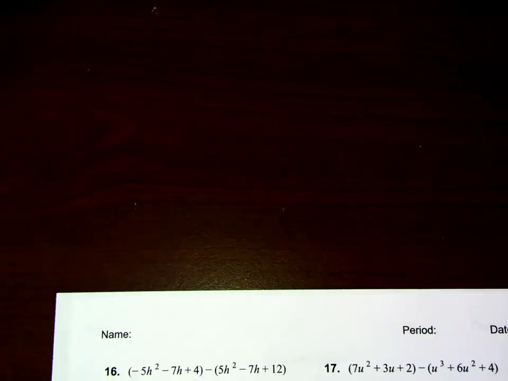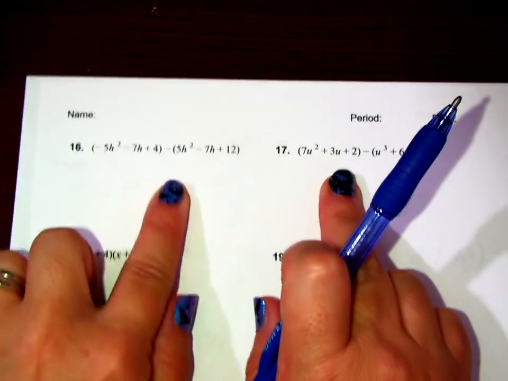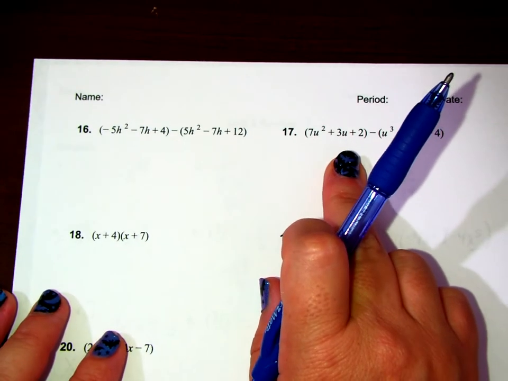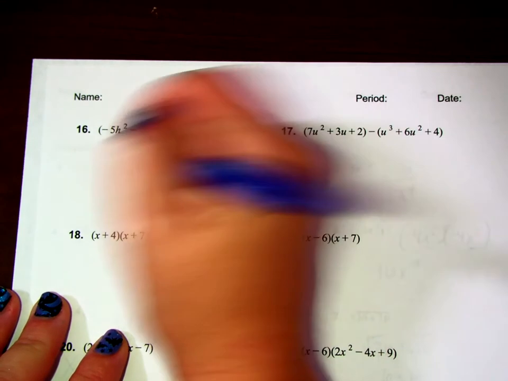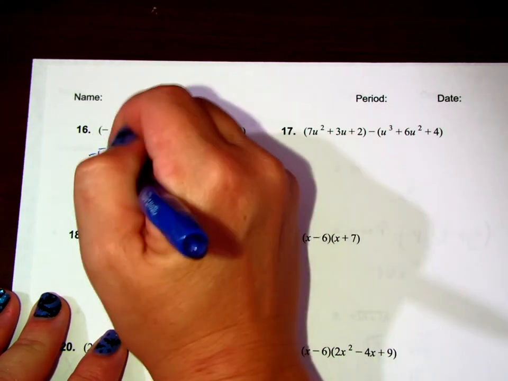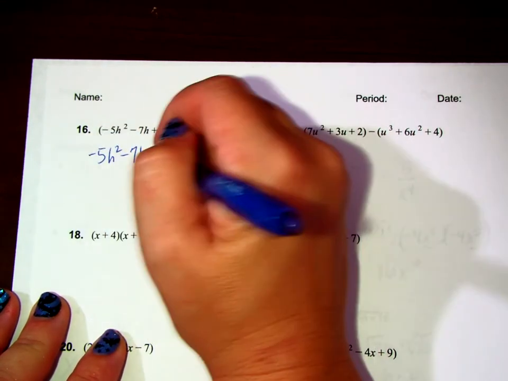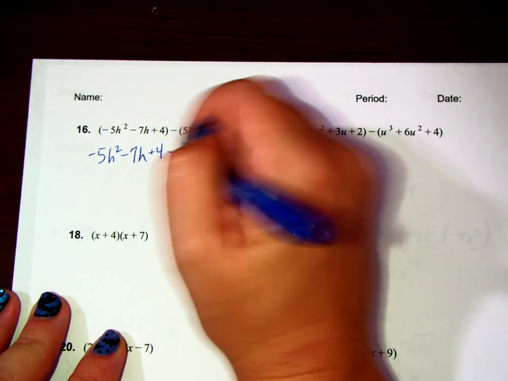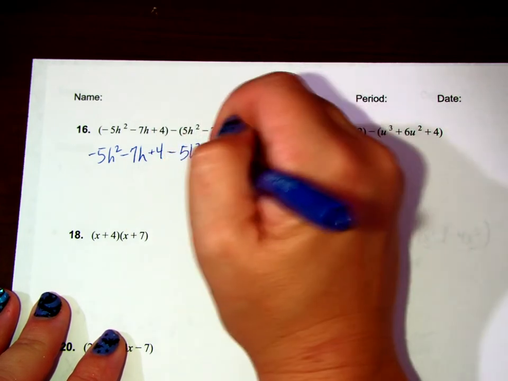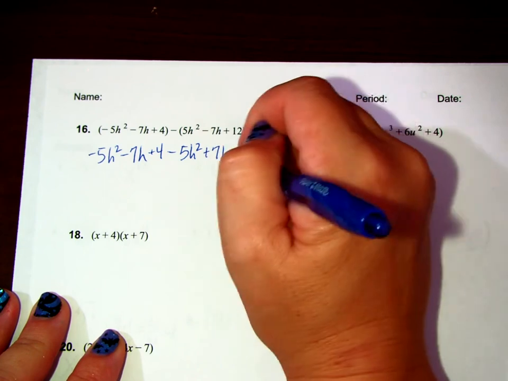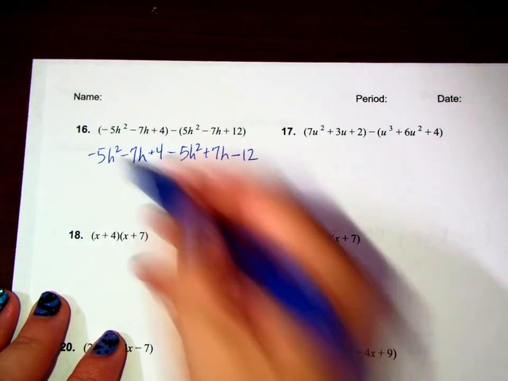On the next page, we're doing something that's slightly more difficult because it is subtracting, which means that you need to be careful of the signs. So the front stays the exact same. We're just taking it out of parentheses. And then the back becomes minus 5h squared plus 7h minus 12. And now we can combine.